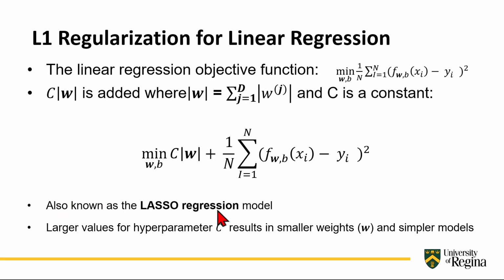This is also known as the lasso regression model, and larger values of the hyperparameter C result in smaller weights because we're actually adding more penalty.